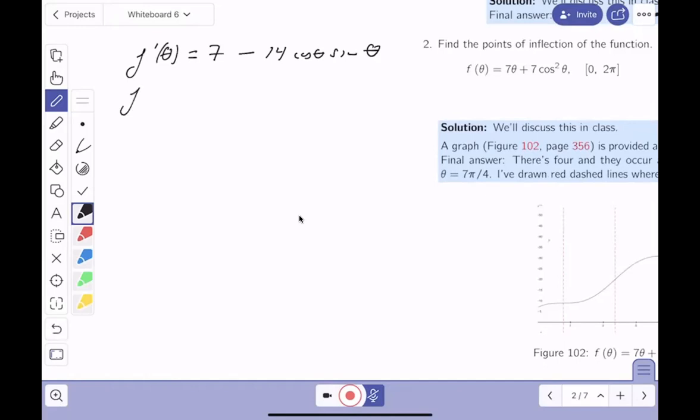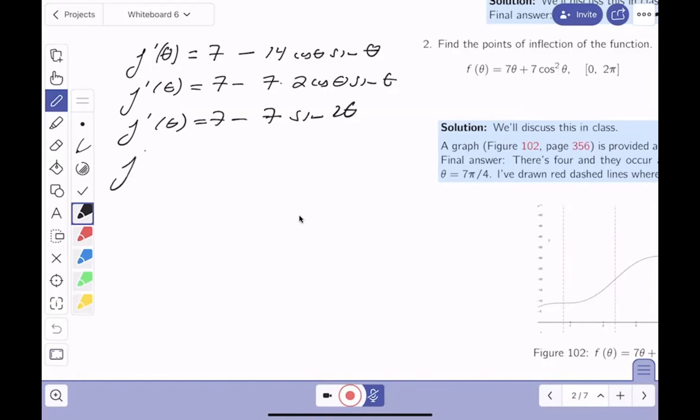And I'm going to write this down instead, though. I realize that I don't want a product. So I'm going to write this as 7 minus 7 times 2 cosine theta sine theta. And now I'm going to use one of the identities I know about. And that's sine of 2 theta.